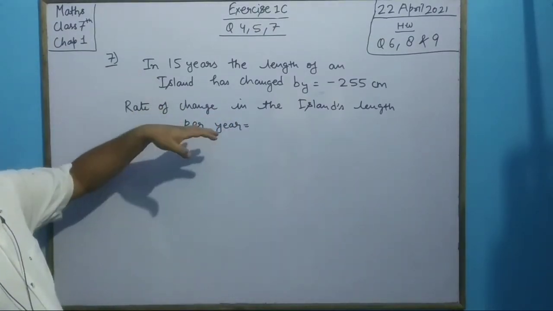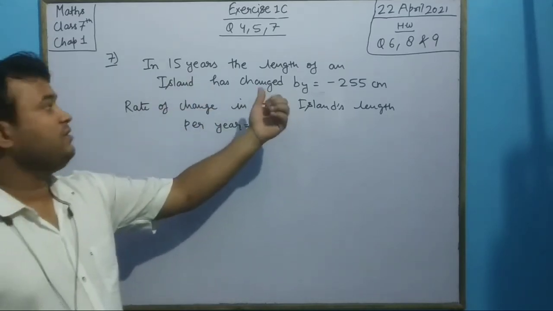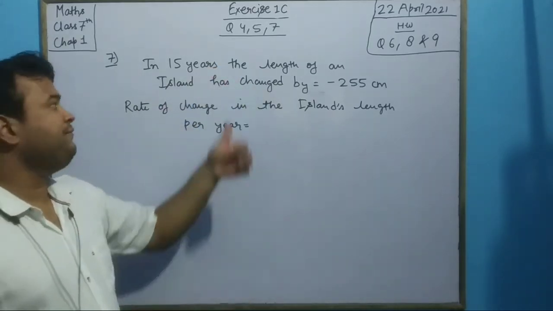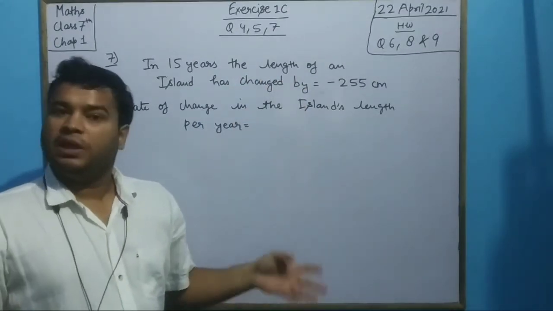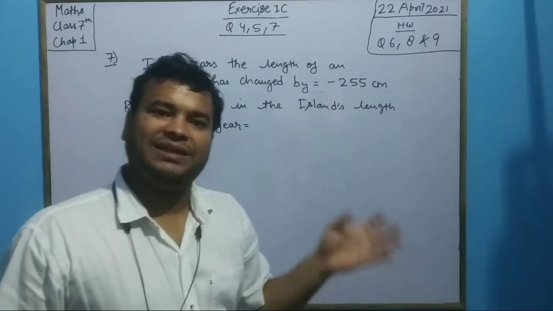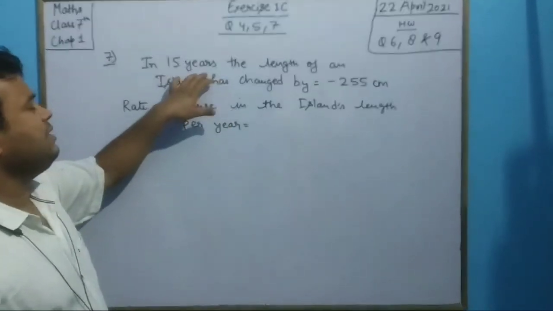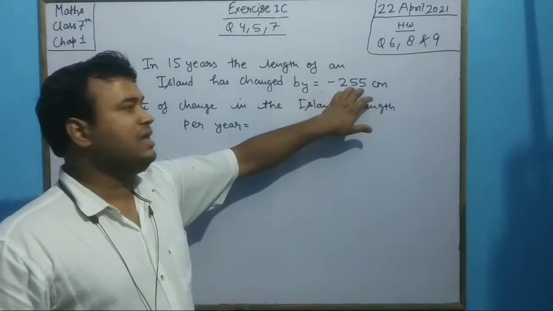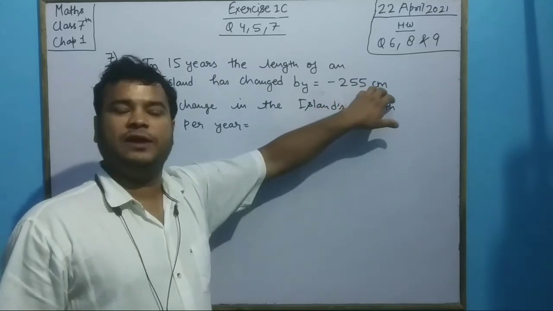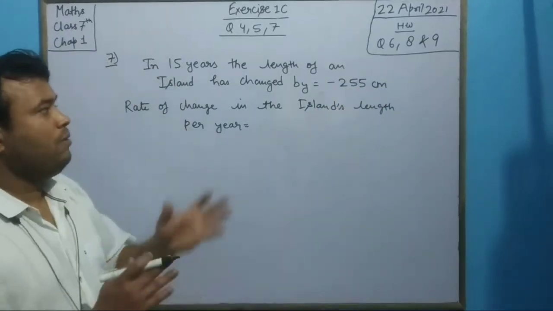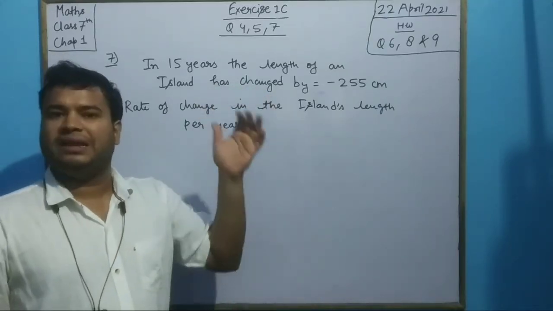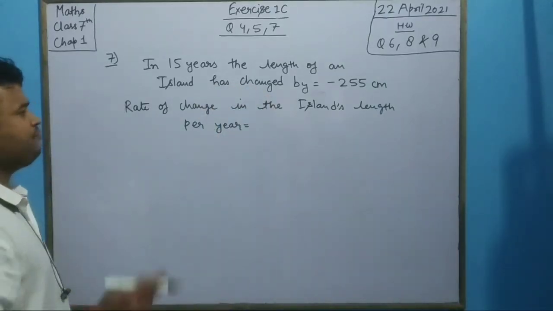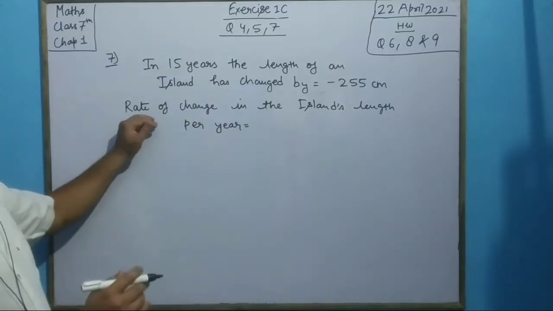This is the 7th question. So let us see what is this. It is given that in 15 years there is an island which changes its shape every year, and every year it changes its length by the same amount. In 15 years it has changed through a length of minus 255 centimeters. So minus means that the length is decreasing. Okay, minus denotes that the length is decreasing every year. So what is the rate?